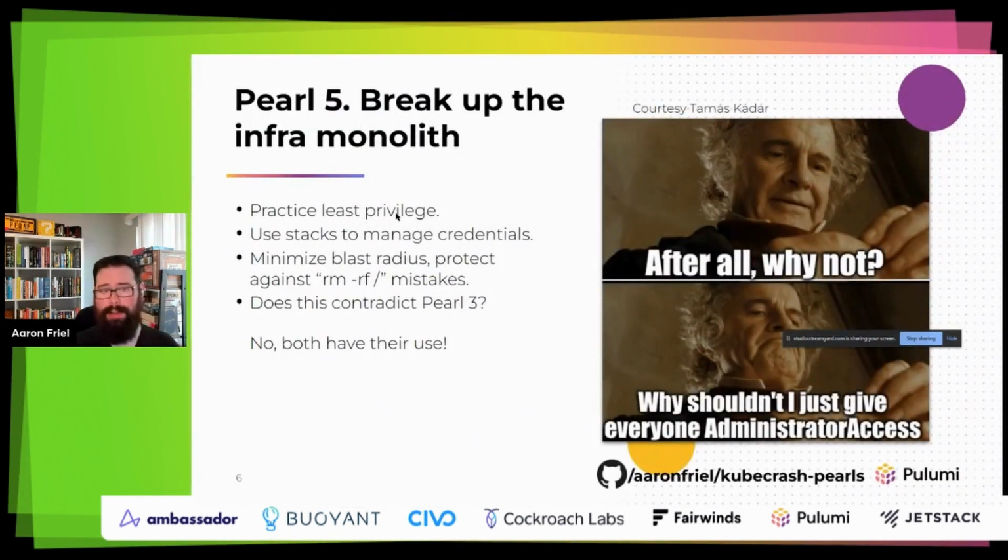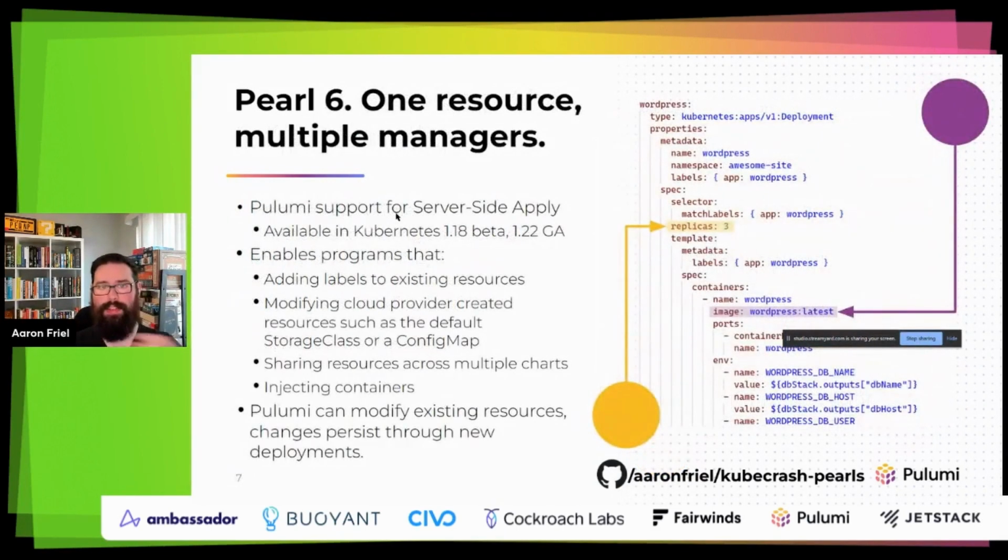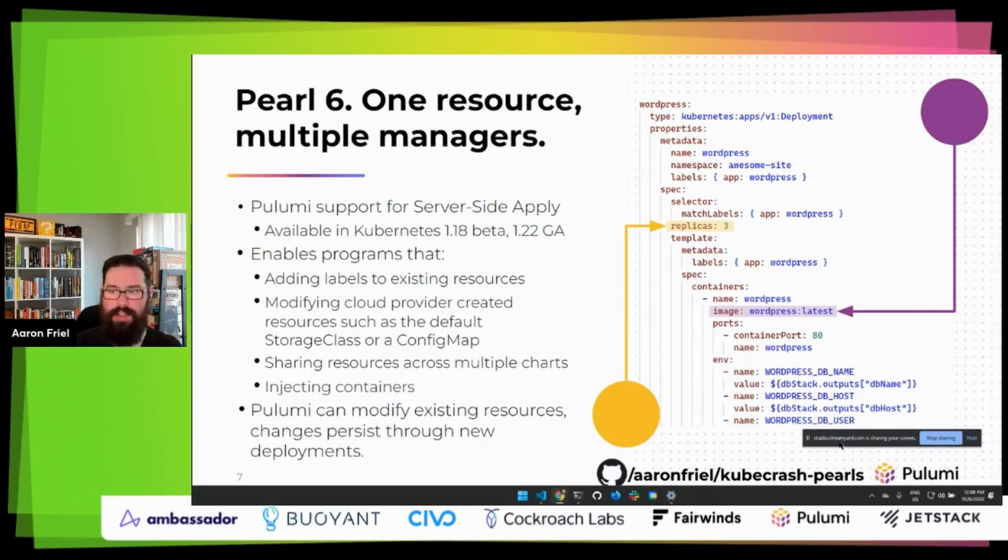Takes us to our last Pearl of the talk: one resource, multiple managers. Server-side apply is a feature that GA'd in 1.22 of Kubernetes. It's a fantastic feature that lets multiple managers of resources manage individual fields on a resource. So here, managing the replicas separately from the image. If we have a controller that's controlling what the latest image is for our deployment, and we want an operations team, say, to separately own how many replicas.